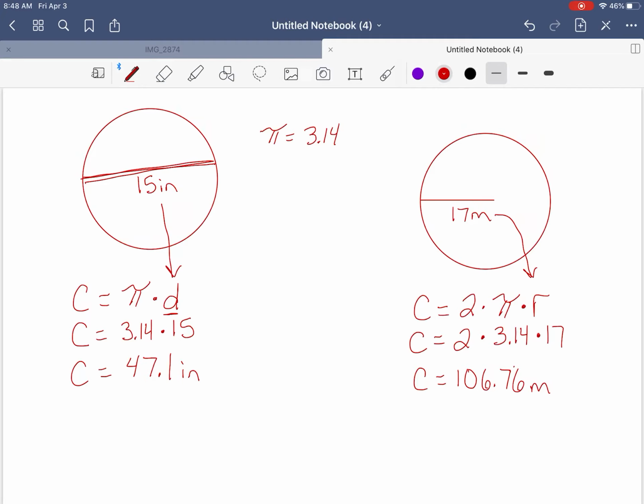Today, like I said, you need to submit these notes. I want to see them, and you will be graded on them. And then Wednesday, you will be doing a review assignment on calculating the circumference of a circle using the radius and the diameter.